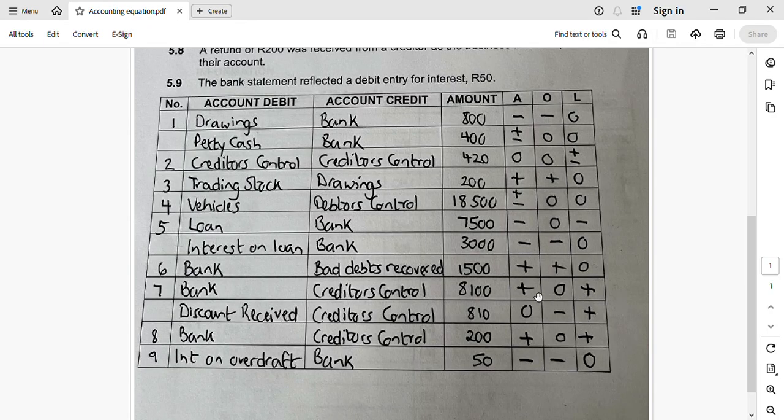And then in terms of the discount, we increased discount received by too much, so now we need to decrease discount received. If you decrease income, the worth of the business, your owner's equity, goes down. And if we decreased creditors control with the discount and we used too much, we need to add that amount back to creditors control as well. So you're going to increase your liability.